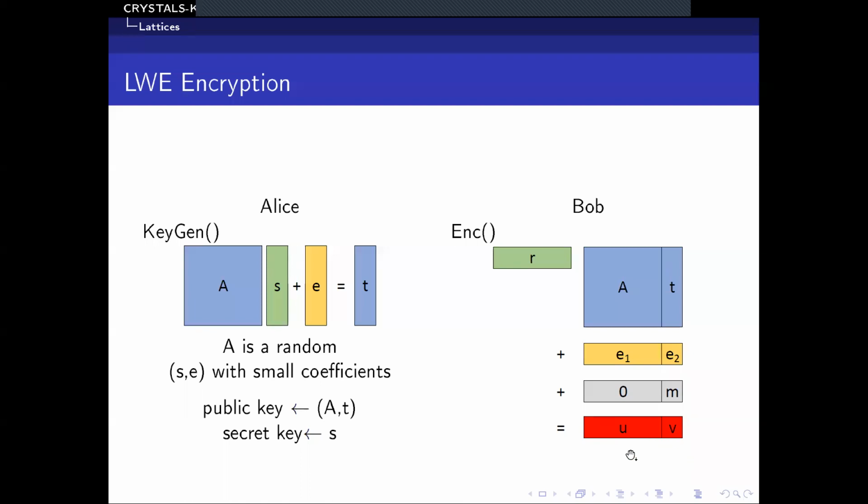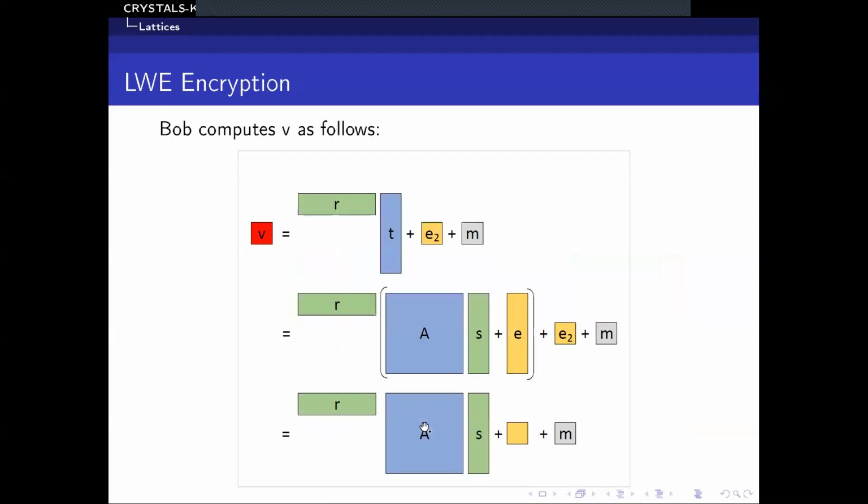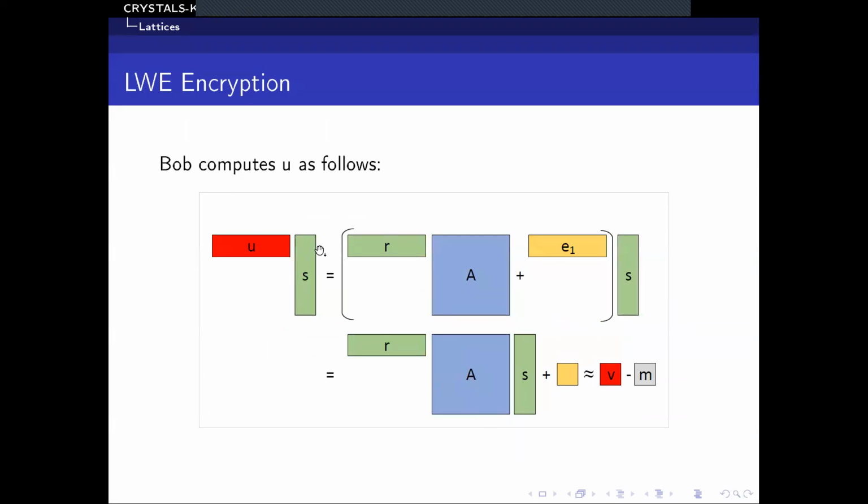We want to rearrange this equation to find how he computes U and V, and what is the relation between these ciphertexts and Alice's parameters. As we see, V is computed by RT plus E2 plus M, and T can be rewritten as AS plus E. So if we ignore the multiplication between these small noise matrices, we can rewrite V as RAS plus M plus a small value, small noise I mean. And U can be computed by RA plus E1.